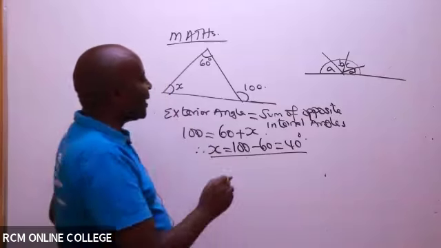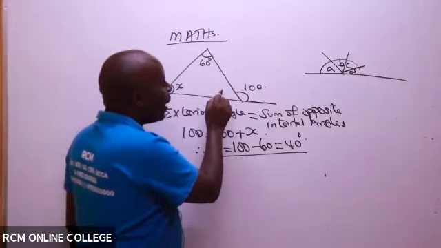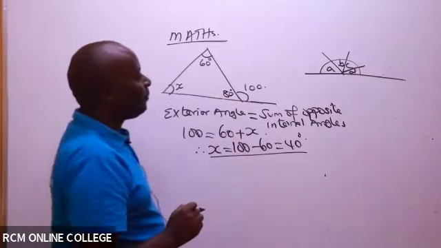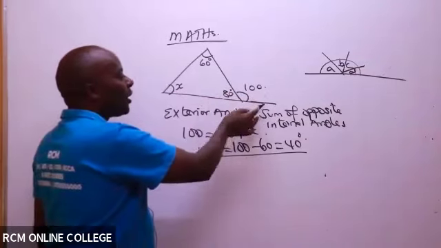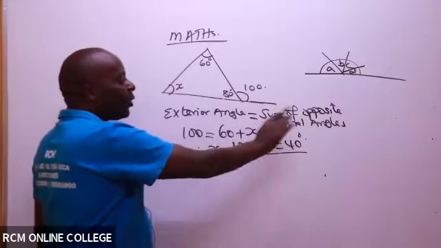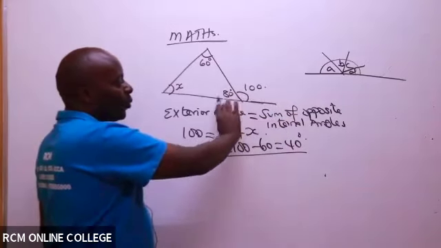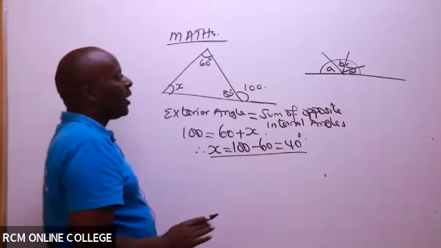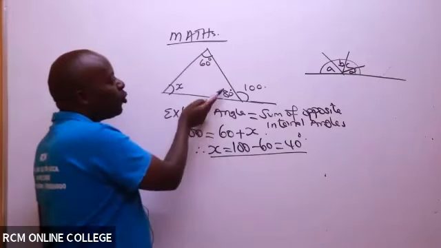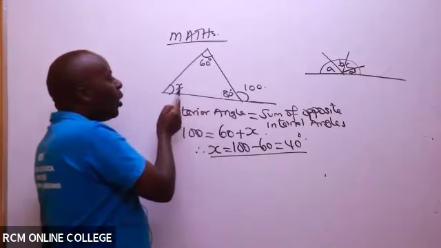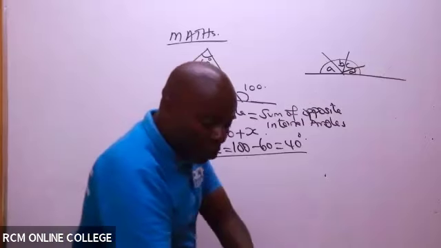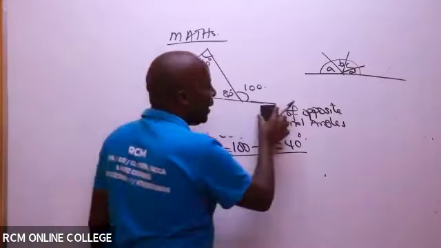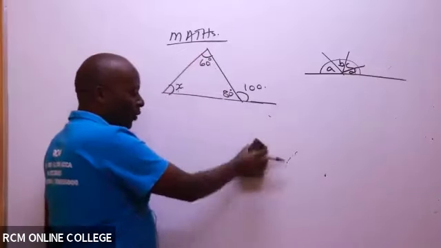And if that is the case, this angle here will be 180 minus 100. So this angle here will be 80 degrees, because angles along the same line must always add up to 180 degrees. All right. And now once I've been able to get these 2 internal angles of a triangle, I will easily get x, because I know that internal angles of a triangle must always add up to 180.